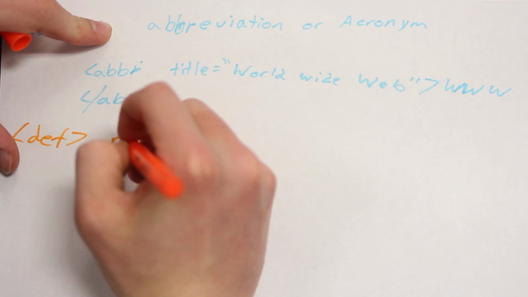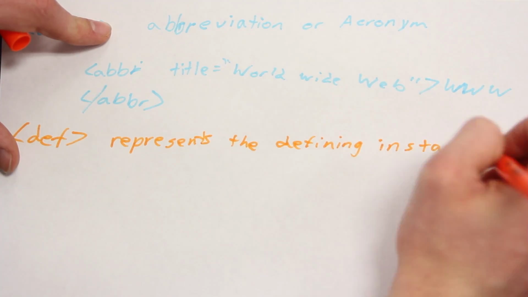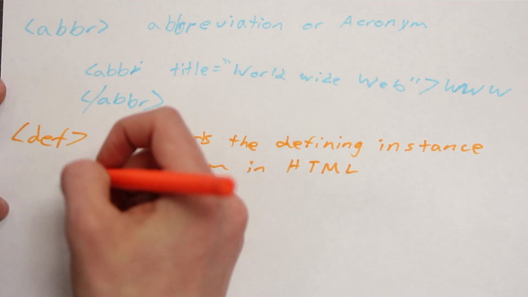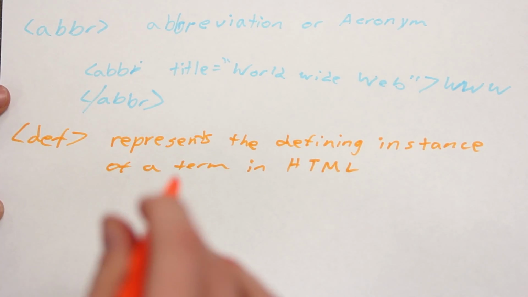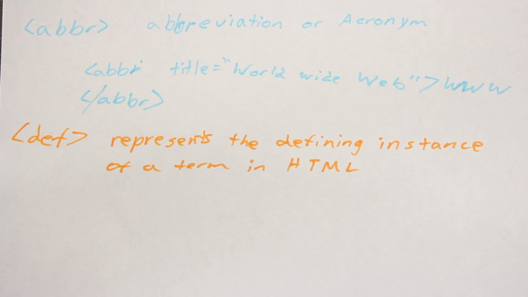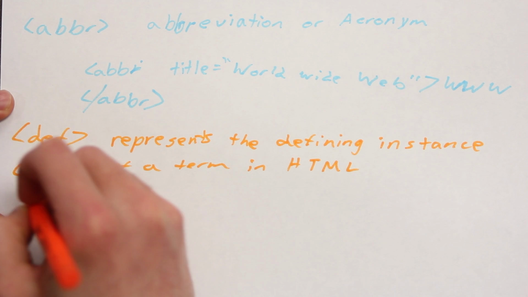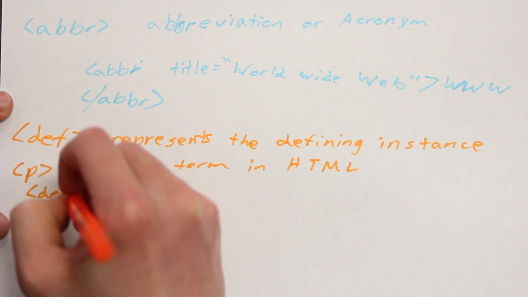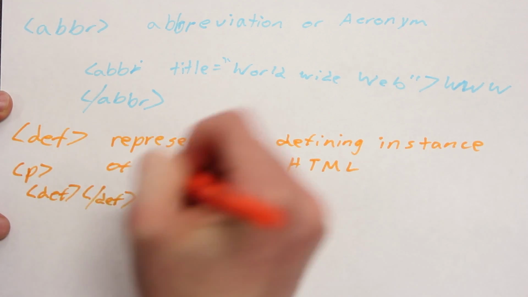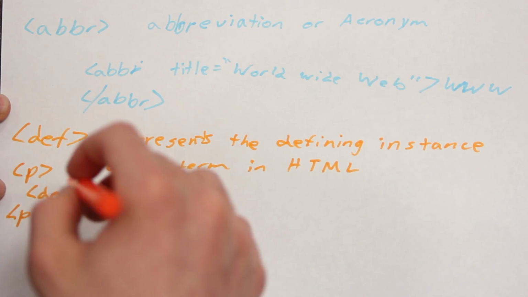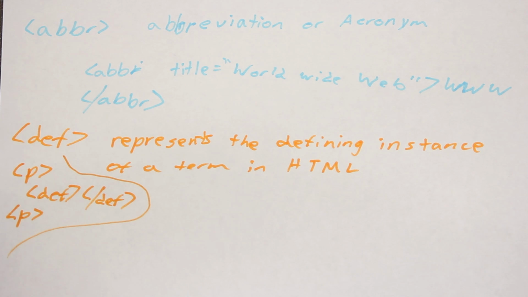This represents the defining instance of a term in HTML. The nearest parent to the definition tag, and if you don't know what a parent is, it's basically the tag that holds the definition tag. So if you have a paragraph tag, and then you have a definition tag, and then you close the definition tag. And this is not the syntax, I'm just showing you what a parent is. So you have that. The P is the parent to the definition tag.